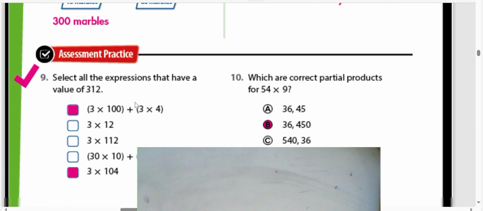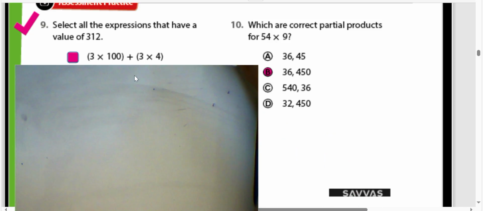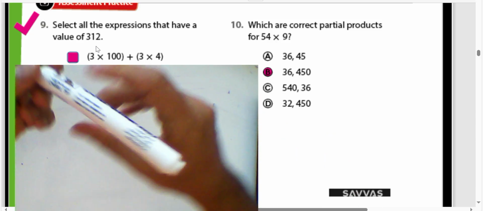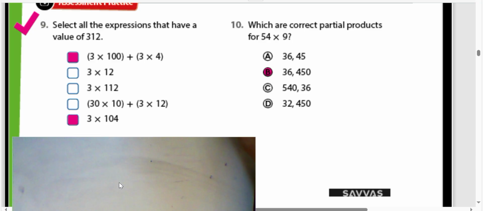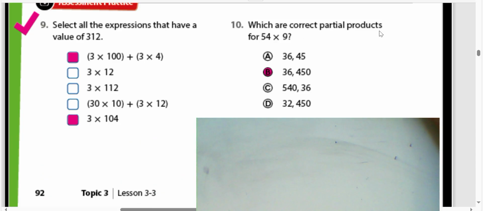Next question, assessment practice. Select all the expressions that have a value of 312. We have 3 times 100, 300. 300 plus 12 will be 312. And also the last one here, 3 times 104 equals 312. 3 times 4 is 12, and 3 times 1 equals 3. Then the result will be 312. Which are the correct partial products? 54 times 9, 36, and 450.